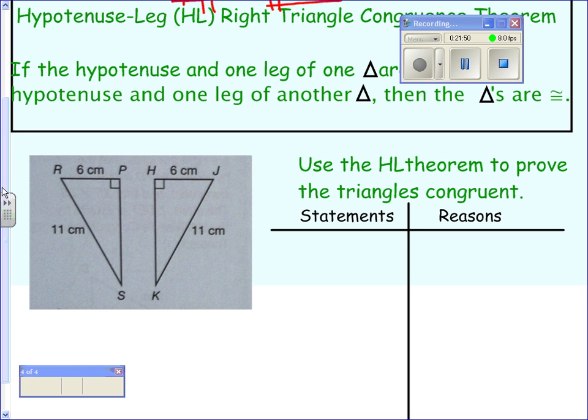RP is congruent to JH. And the reason? Transitive property of congruence. That's fine. Okay, what would be the fourth step? RS and JK are both 11 centimeters. The reason? It is given. What would come next? RS is congruent to JK, transitive property of congruence. And what would be the last step? The two triangles are congruent by the HL right triangle congruence theorem.